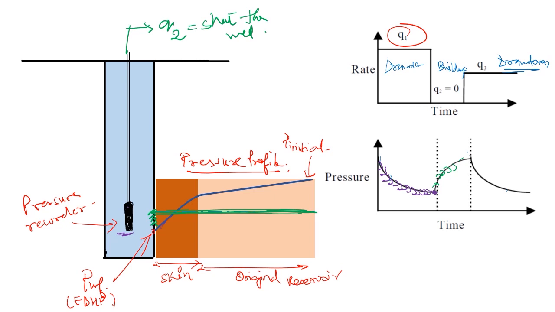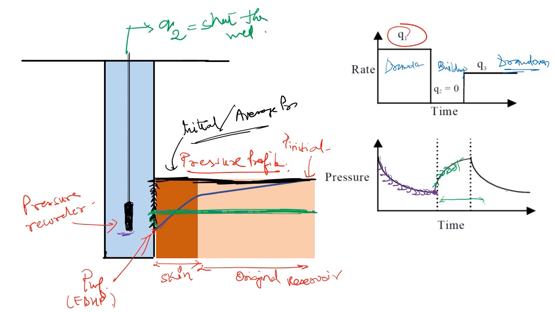Now, I have not conducted this test for an infinite period of time. If I had done this testing for an infinite period of time, then my shut-in pressure would have risen, as I am indicating with an arrow. My shut-in pressure would have reached this particular point. This would be my initial reservoir pressure or an average reservoir pressure. This case is only possible when I shut the well for an infinite shut-in time.